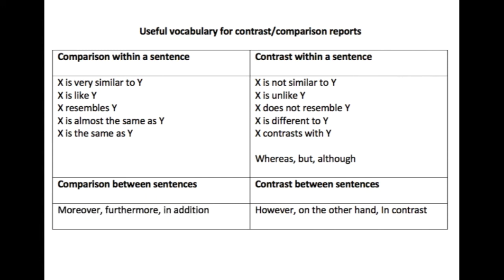Now moving over to contrast within a sentence. X is not similar to Y, X is unlike Y, X does not resemble Y, X is different to Y, X contrasts with Y. And also you could use these words such as whereas, or but, or although. And finally, moving on to the contrast between sentences, you can use these words such as however, on the other hand, in contrast. And just incidentally, the way in which I have organised talking about this useful vocabulary is actually vertically organised.